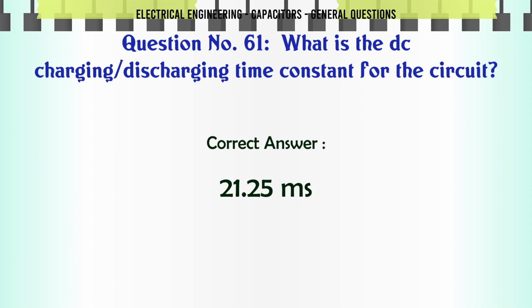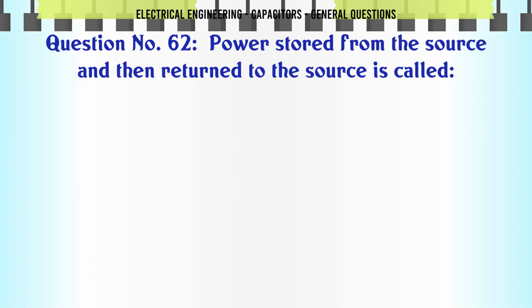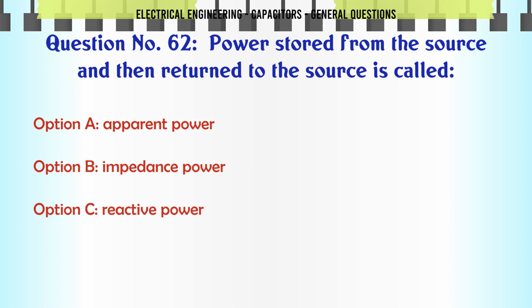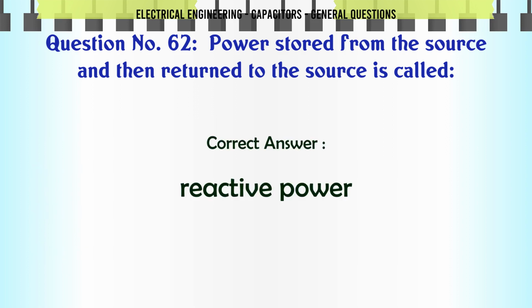21.25 ms. Power stored from the source and then returned to the source is called A. apparent power, B. impedance power, C. reactive power, D. true power. The correct answer is reactive power.